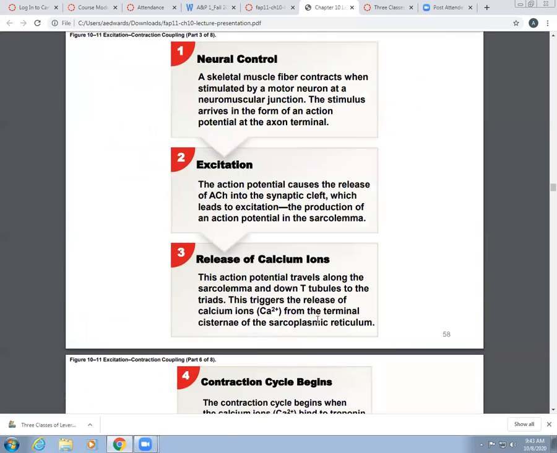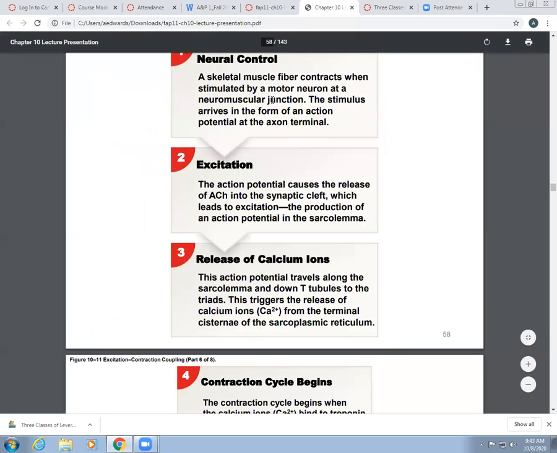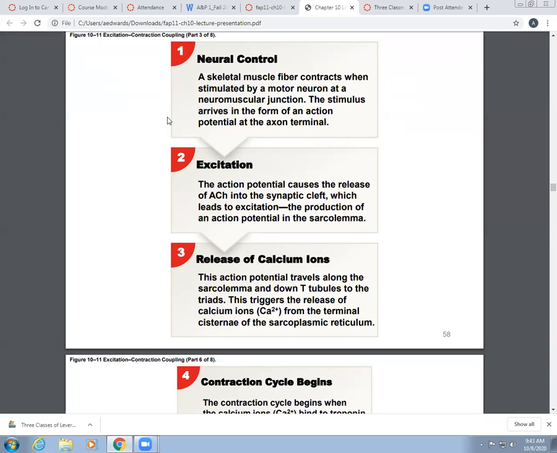All right. So again, skeletal muscle fiber is going to contract because that motor neuron stimulated it at the neuromuscular junction. And the stimulus is an action potential at the axon terminal. So when you get excitation, that action potential makes that acetylcholine get released into the synaptic cleft, right? We just learned about that.